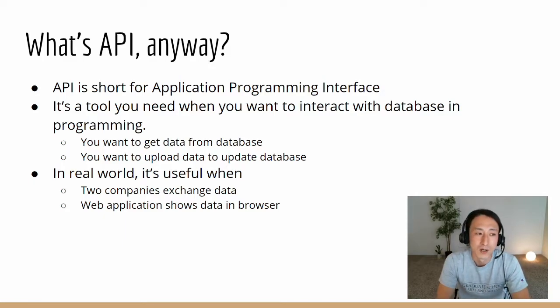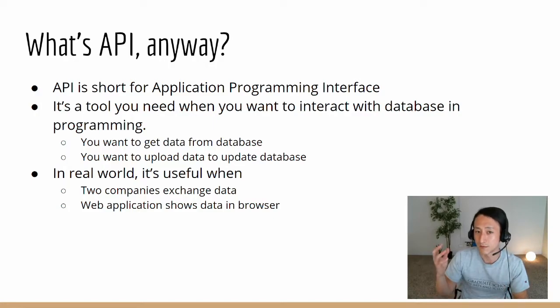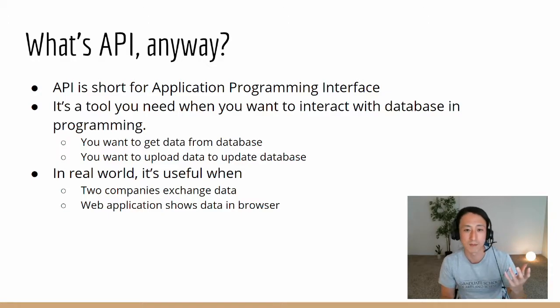So for example, you want to get some data from the database, or maybe you have data and you want to upload that data to some other database to update it. In the real world context, an API is very useful. For example, there are two companies, and one company wants to pay for some services from the other company, and this other company is providing very useful data, and then this company can make some business decisions. So how can this company get the data from that company? They can use an API.